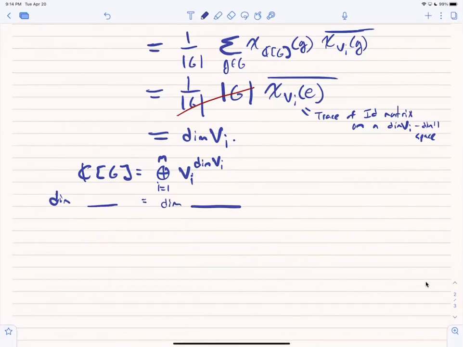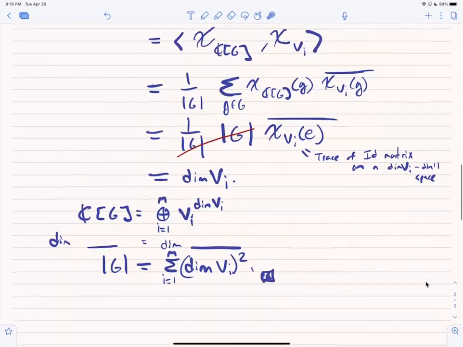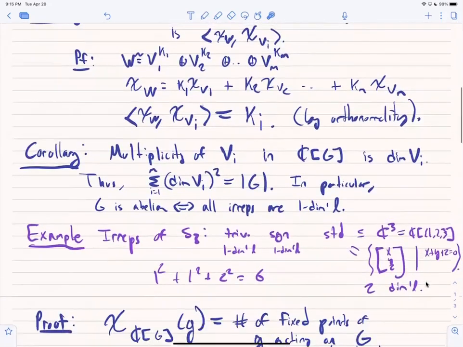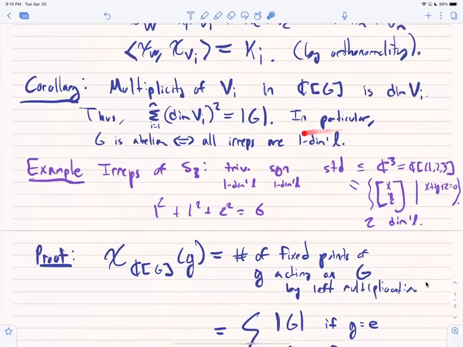And the dimension of the left-hand side is just the order of G, the size of G. And the dimension of the right-hand side is, if I look at the ith term, I get the dimension of Vi times, so dimension of Vi squared. Okay, and I already went over how to get this last part of the corollary: in particular, G is abelian if and only if all the irreps are one-dimensional.